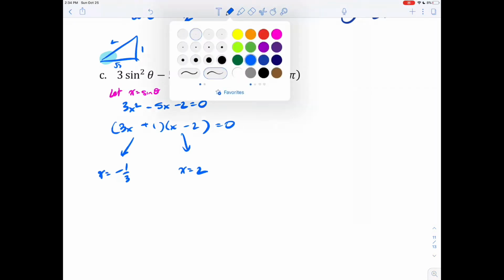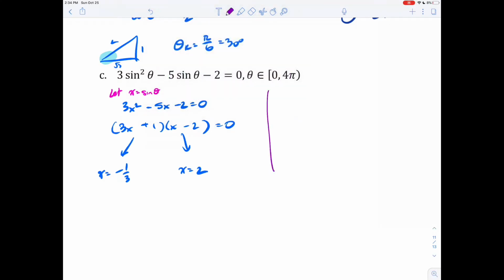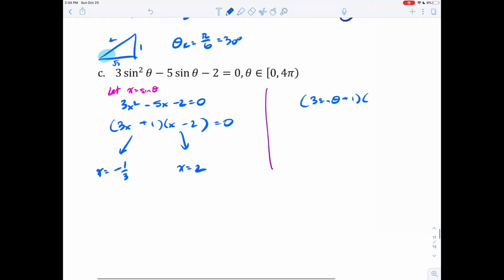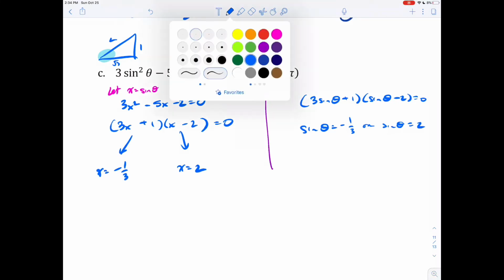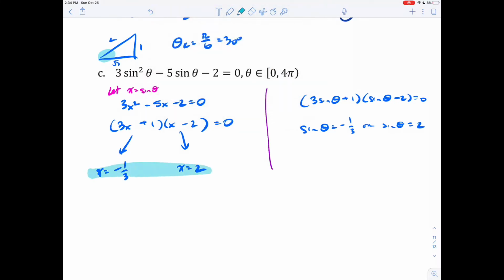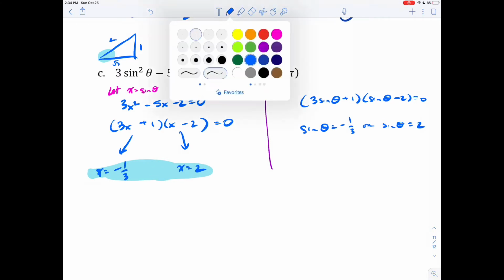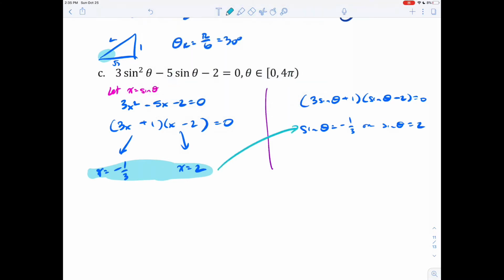If you had done this the other way, you would have just jumped straight to saying 3 sine theta plus 1 times sine theta minus 2 equals 0. Therefore, sine theta is negative 1/3, or sine theta is 2. So, from this step, we would take ourselves over there.